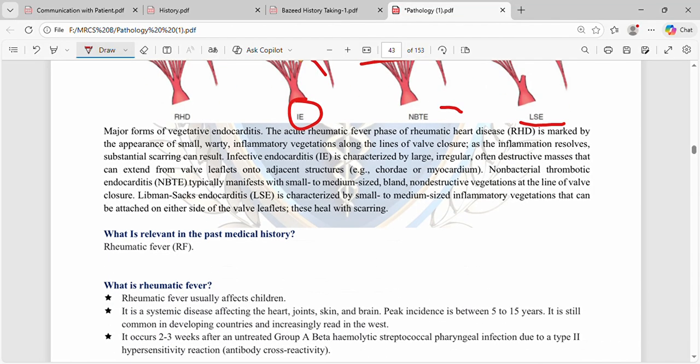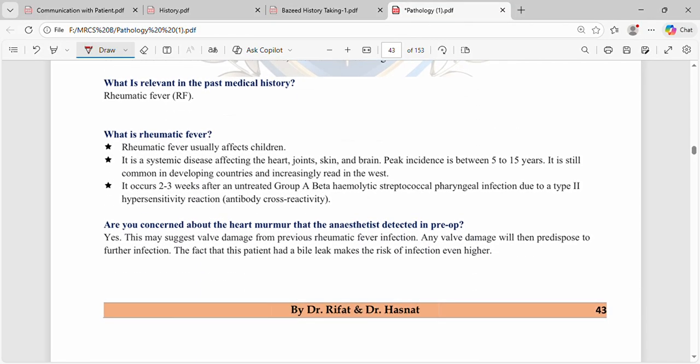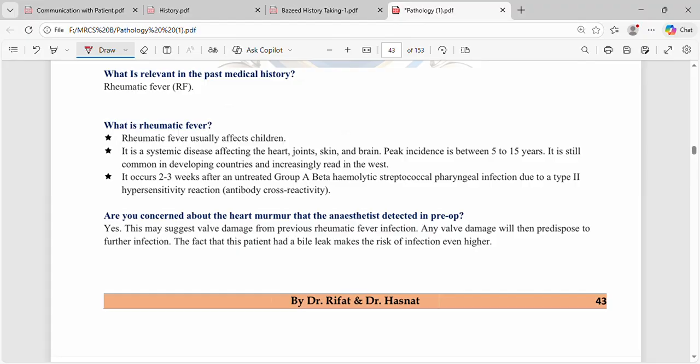What is relevant in the past medical history here? So, rheumatic fever. What is rheumatic fever? It is a systemic disease affecting the heart, joints, skin, and brain. It usually occurs in children, with peak incidence between 5 and 15 years. It is still common in developing countries and increasing in the West. It occurs 2 to 3 weeks after an untreated group A beta-hemolytic streptococcal pharyngeal infection, due to a type 2 hypersensitivity reaction, antibody cross-reactivity.